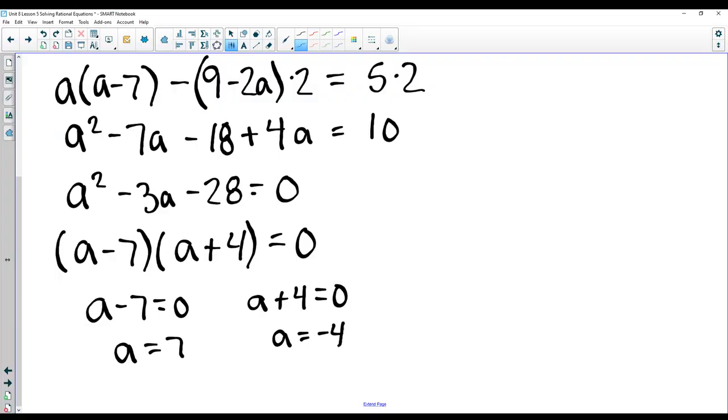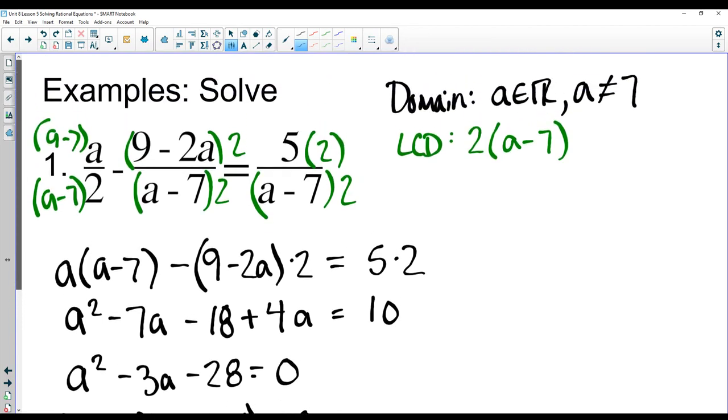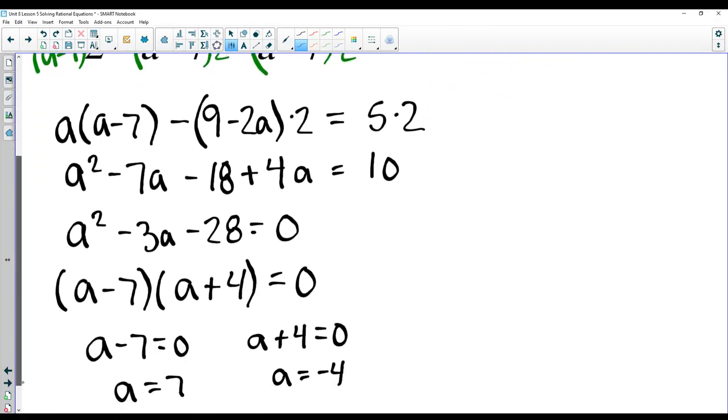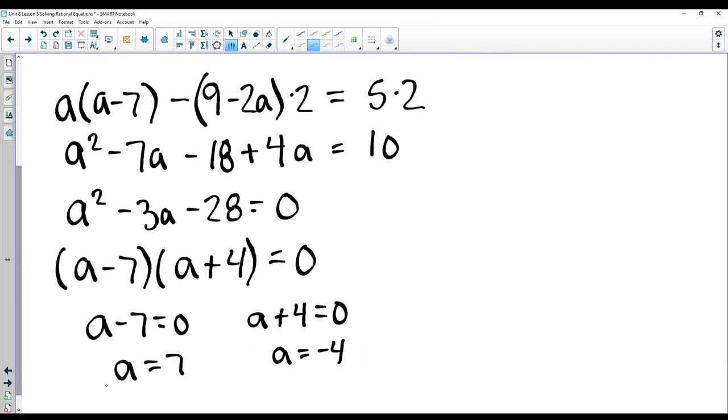But remember, we have to look back at the restrictions on our domain. Our domain said that we can have A be all real numbers except for 7, right? So that means that because of our domain and the restrictions on our domain, we cannot have A equals 7 as one of our answers. So our final answer is only A equals negative 4.